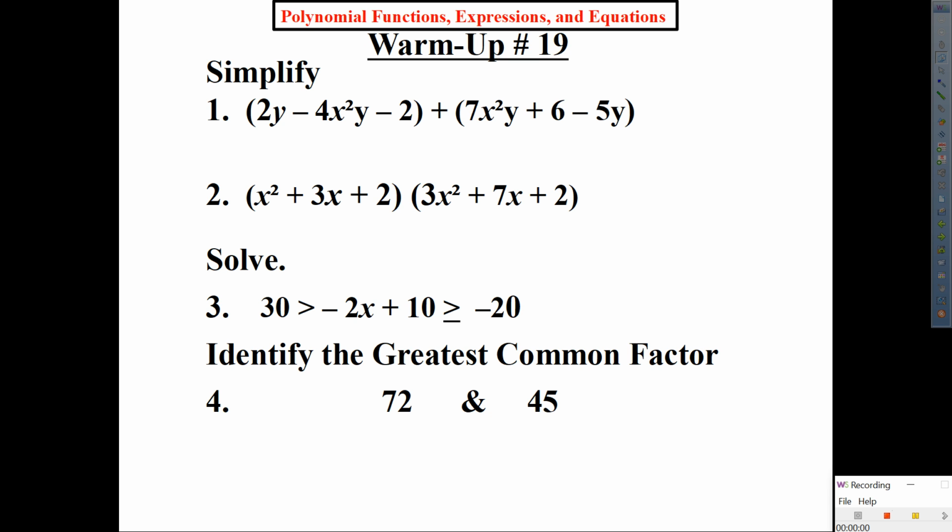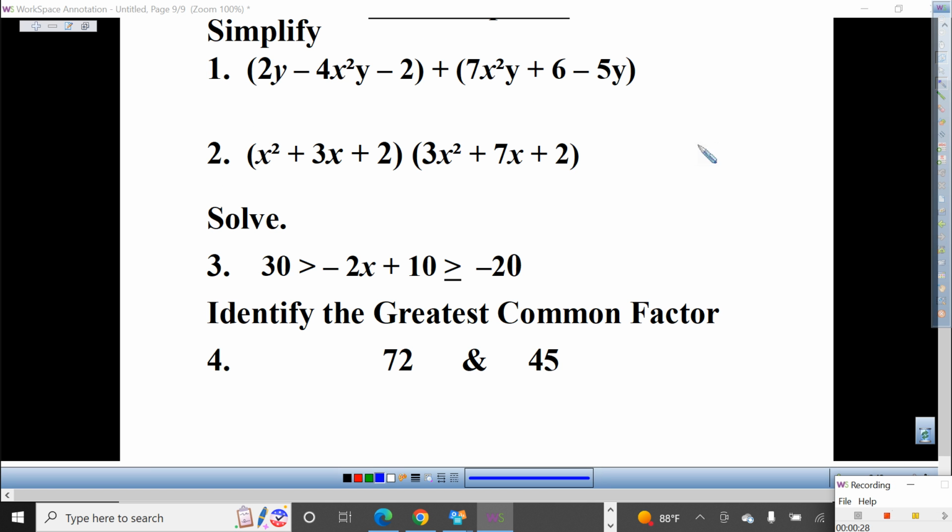Copy and go. Please, number 1. Jessica, what'd you get? 3x squared y minus 3y plus 4. Hands, have you got that? That is correct. Number 2.